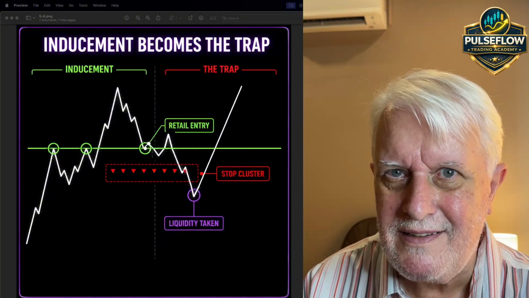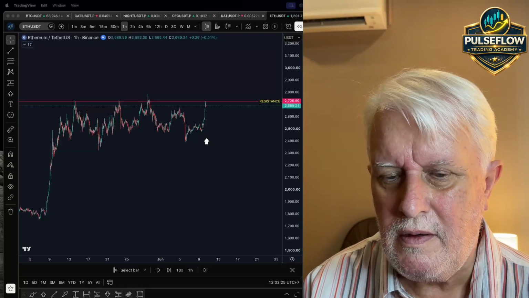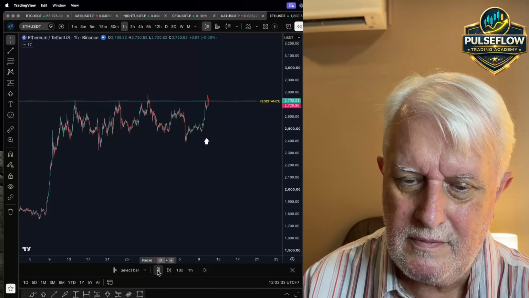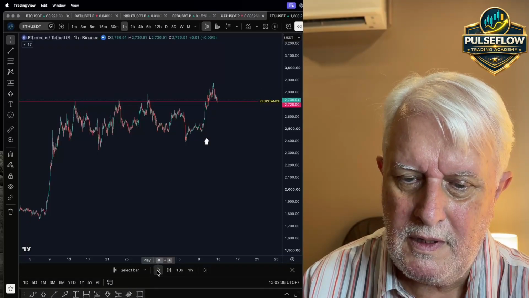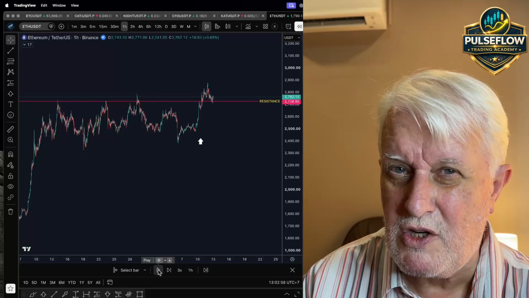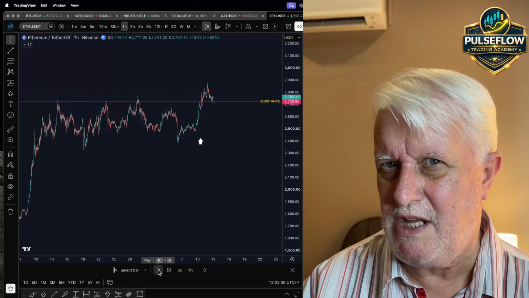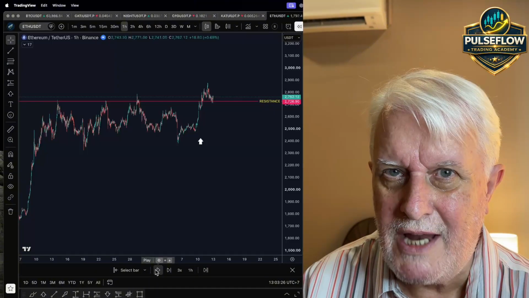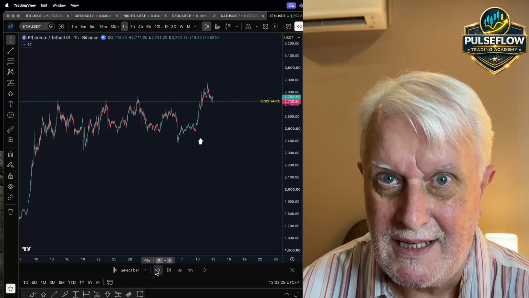To the charts. Now let's look at the full sequence. We are at resistance and price is about to break through it. And it comes back to retest. Retail sees confirmation. The price comes back and retests the level. That looks even better. This is the inducement. The setup pulls traders in like this.